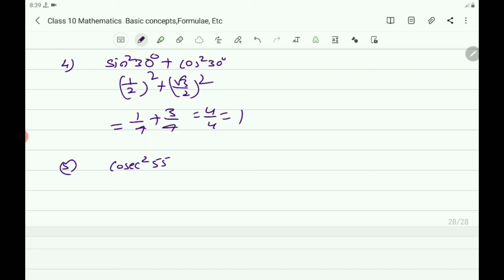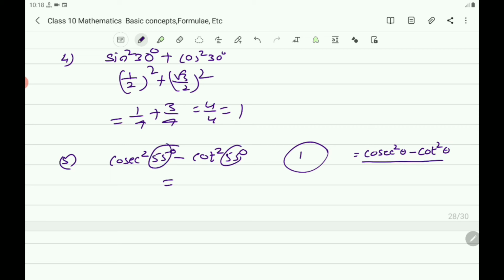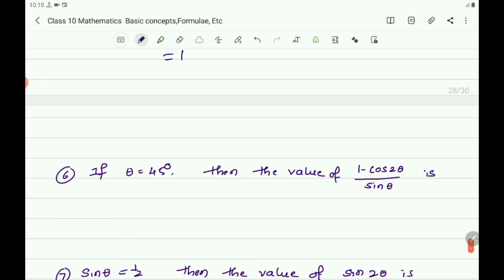Cosec square 55 degree minus cot square 55 degree. You know that 1 plus cot square theta is cosec square theta. So if it is cosec square theta minus cot square theta, then that is equals to what? That is equals to 1. So 1 equals cosec square theta minus cot square theta. In the place of theta, there is 55 degree. So what is the answer here? The answer is 1. Then you take the sixth question.